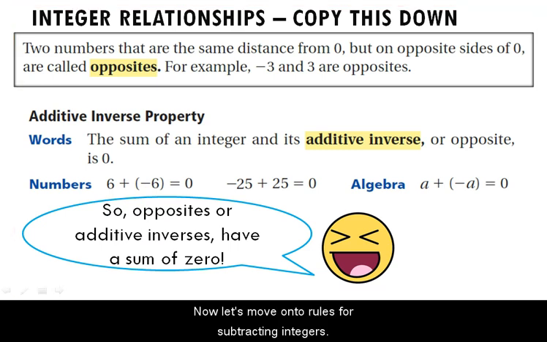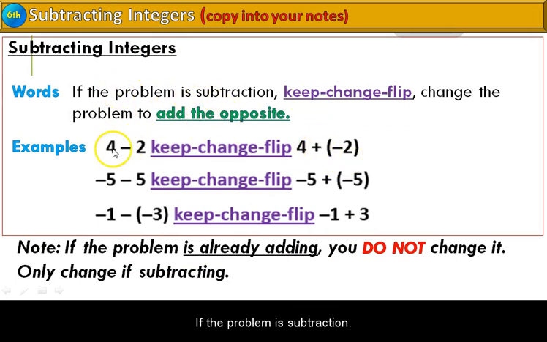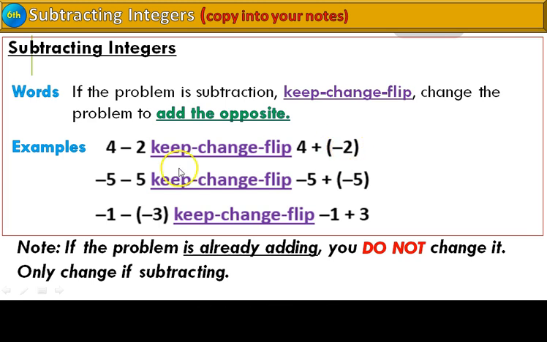Now let's move on to rules for subtracting integers. From last week, we had to copy these into our notes. If the problem is subtraction, we use keep, change, flip, changing the problem to add the opposite. In the first example, we have 4 minus 2. We keep the first number, 4, we change the minus sign to a plus, and we flip or find the opposite of this 2, which is negative 2.